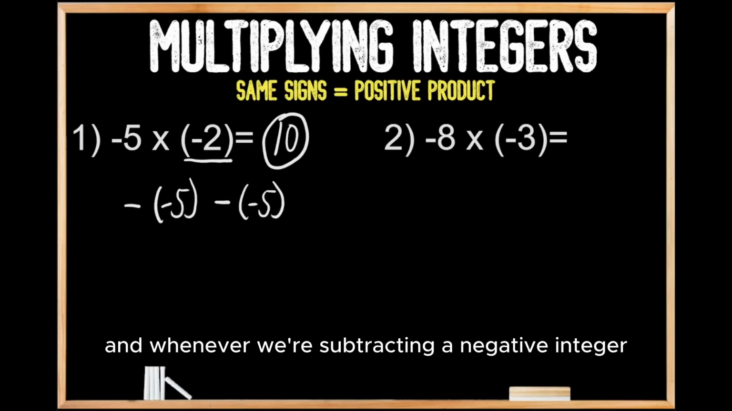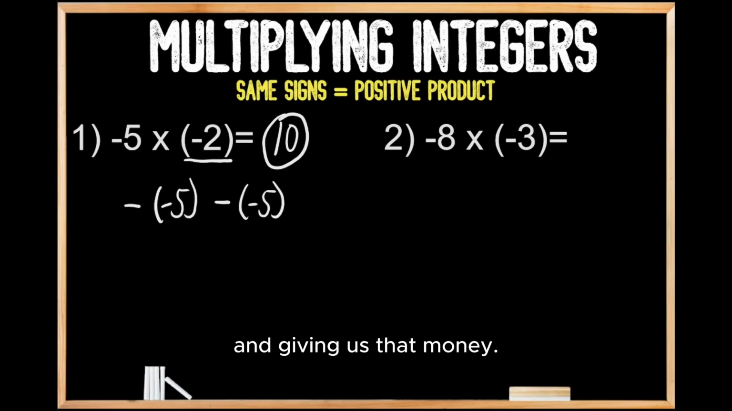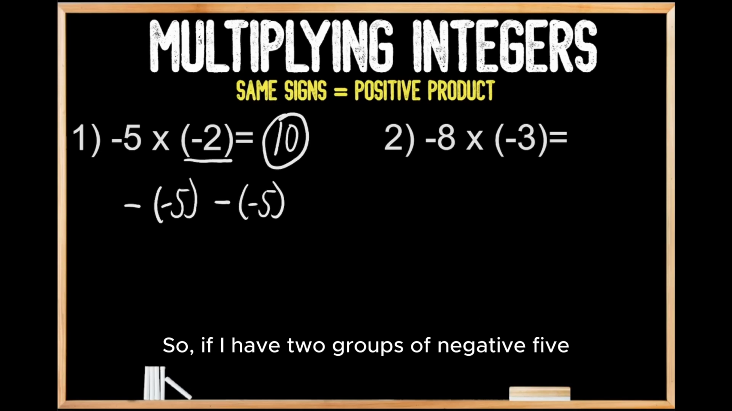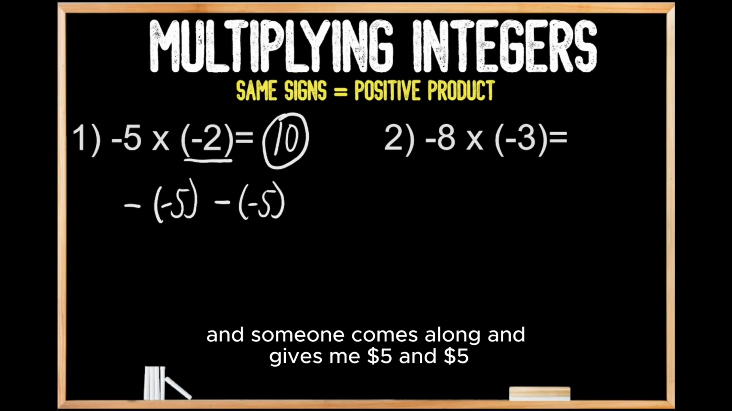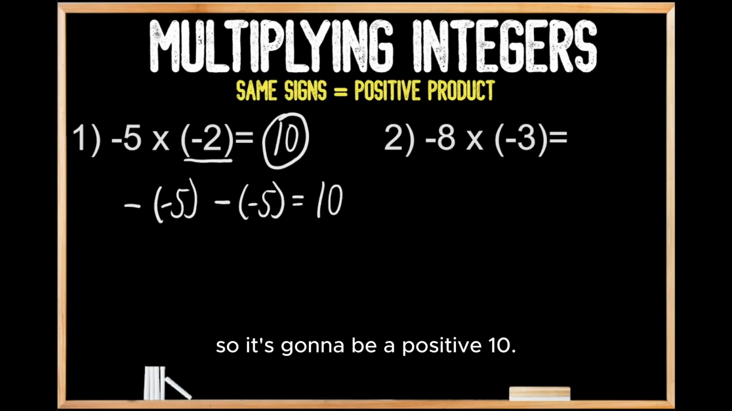And whenever we're subtracting a negative integer, we can think of it as someone taking away a debt and giving us that money. So if I have two groups of -5, or I have two debts of $5, and someone comes along and gives me $5 and $5, well, I'm going to end up having $10 in my pocket. So it's going to be a positive 10.